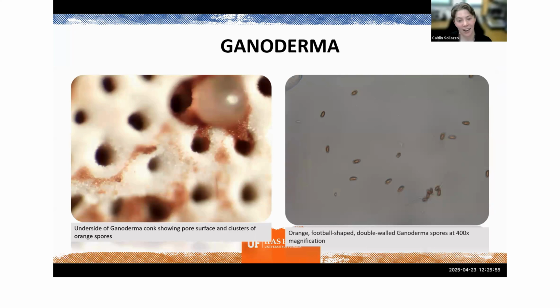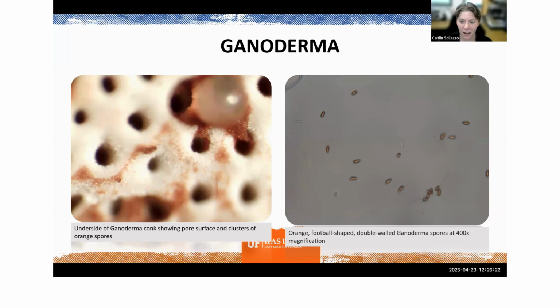So here's up close, and again, I like looking at things up close. Ganoderma has pores on the underside. A lot of fungi have gills, but Ganoderma has pores. You also have a lot of really pretty orange spores that are tiny, tiny spores. This is under a tape mount at 400x. A lot of the other stuff I showed on a tape mount was 100 to 200x.